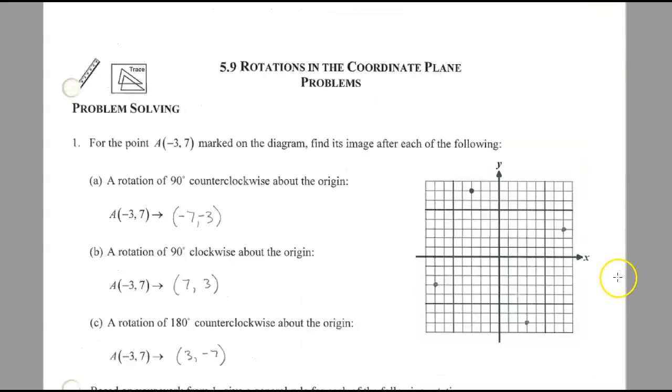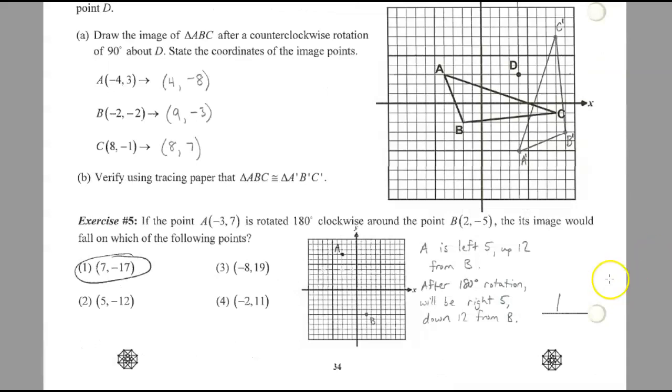And finally, in exercise 5, if point A is rotated 180 degrees clockwise around point B, where would it fall? So -3, 7 and 2, -5, that A point is left 5 and up 12 from B. So if it's -5 and 12 from B, it's going to go +5 and down 12 on the other side of B. So if I add 5 to the B coordinate, I get 7. And if I subtract 12 from the second B coordinate, I get -17. So that's where it would fall.